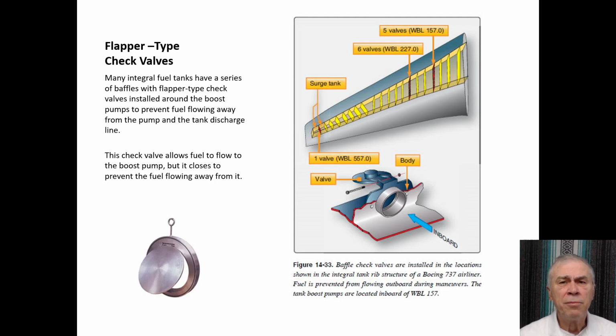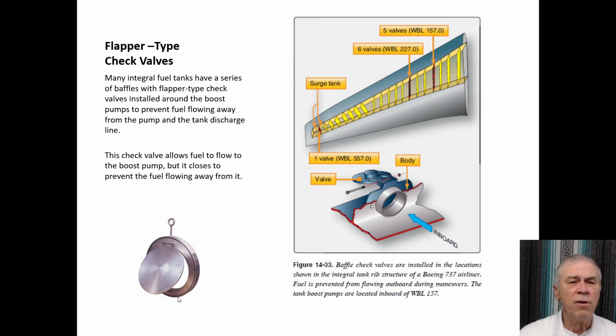All right, flapper type check valves. Do we see one here? We see a close up, and here's a nice illustration of one here off to the left. Basically, many integral fuel tanks have a series of baffles. It's got a flapper type check valve. You can see that fluid can go one direction but not the other.